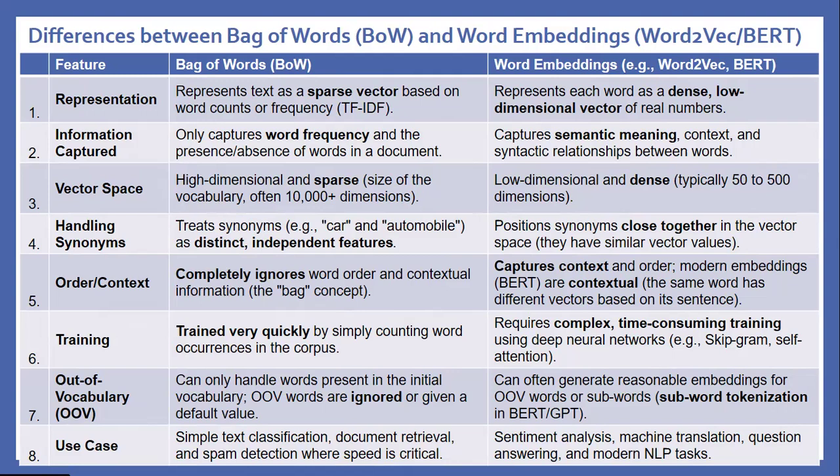Use case: bag of words suits simple text classification, document retrieval, and spam detection where speed is critical. Word embedding suits sentiment analysis, machine translation, question answering, and modern NLP tasks.